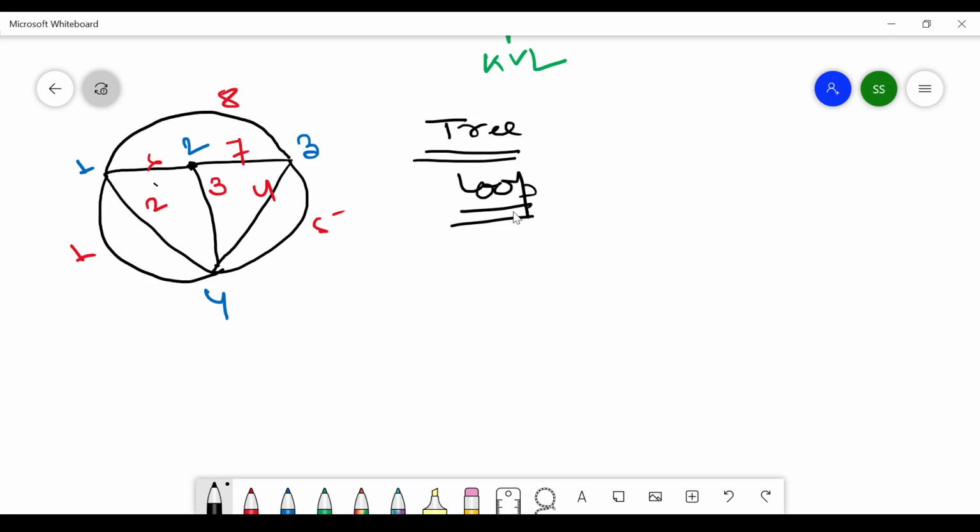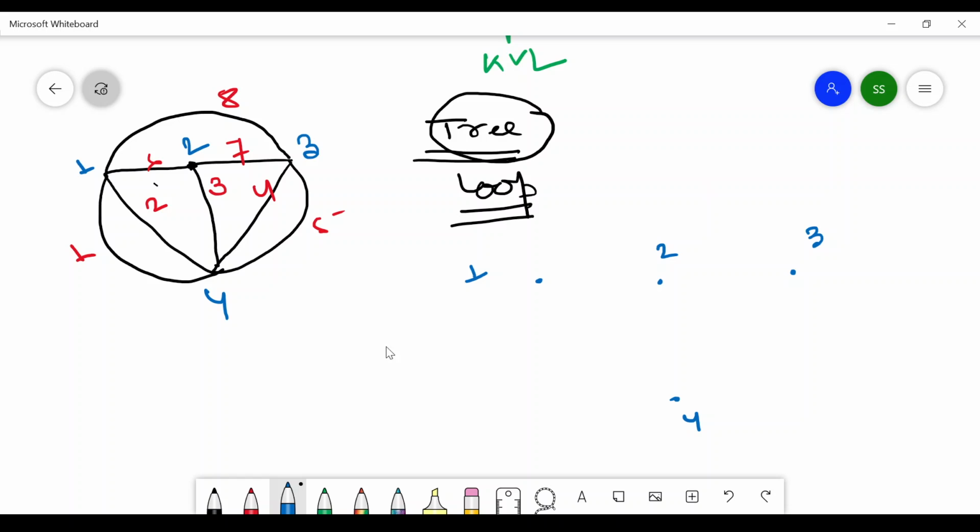So first we need to understand what a tree is. A tree is nothing but a set of branches which connects all the nodes and does not form any kind of loop. So let us point out the different nodes here, 1, 2, 3, 4. In this particular circuit we have 4 nodes.